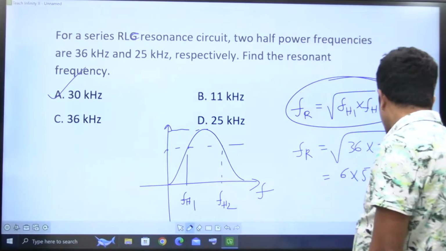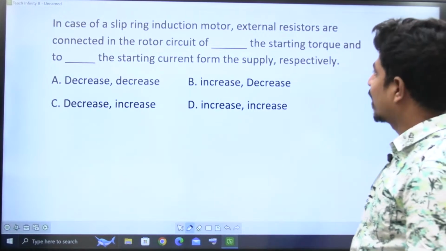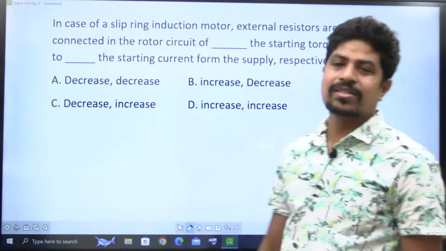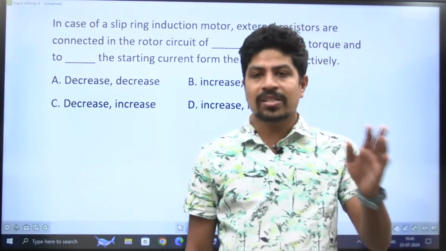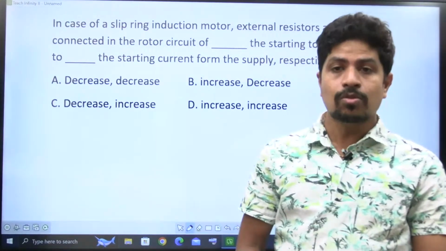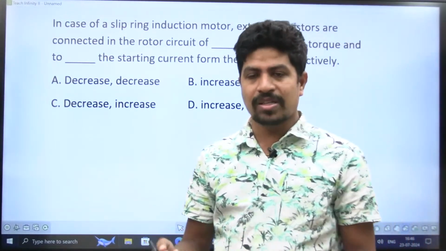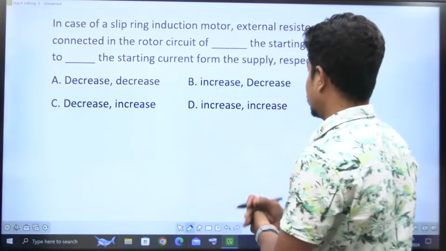Next question, please. In case of a slip ring induction motor, external resistance is connected in the rotor circuit. Why? To increase the starting torque. That is a provision the slip ring induction motor has, which the squirrel cage induction motor does not have, and it will also reduce the starting current. Whenever there is resistance, obviously it is going to reduce the amount of current drawn at start, right?